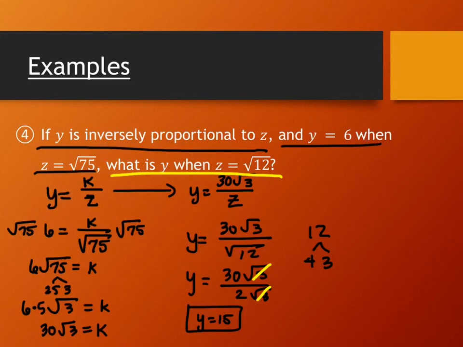First, we had to figure out what the function's general form is. Then we had to figure out what the constant is, the k value. And then we had to use that equation to actually find y.